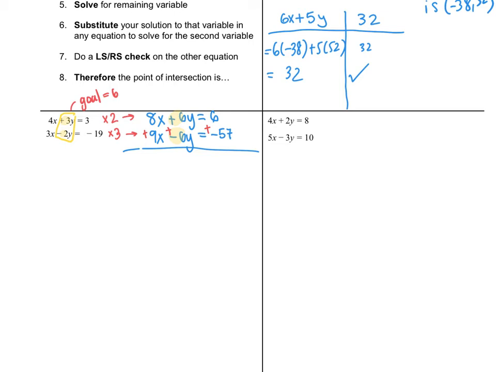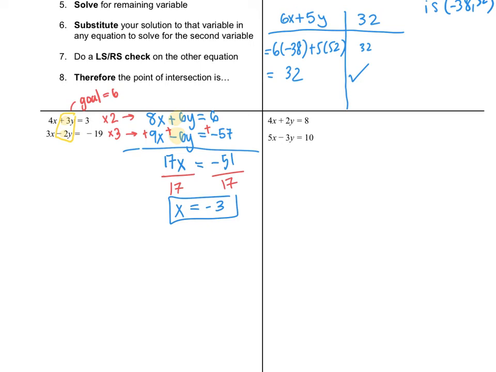So we are going to add. And we can put that addition beside everything so that we stay consistent. So 8x plus 9x is 17x. 6y plus negative 6y is 0, and 6 plus negative 57 is negative 51. And now we can divide both sides by 17 to get x equals negative 3. So the only new part here is matching the coefficients by multiplying your equations and then choosing to add or subtract. After that, it's a quick one-step equation.